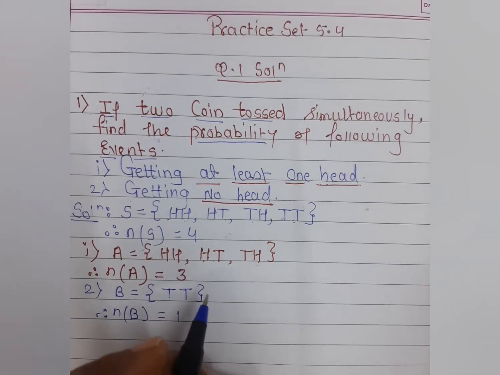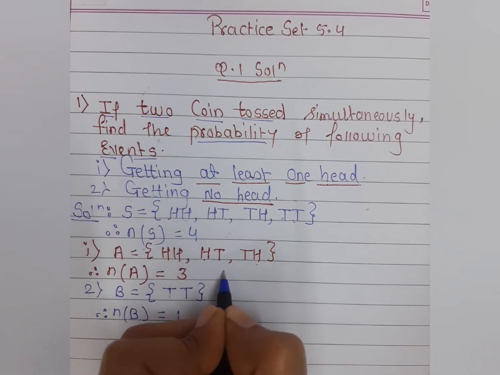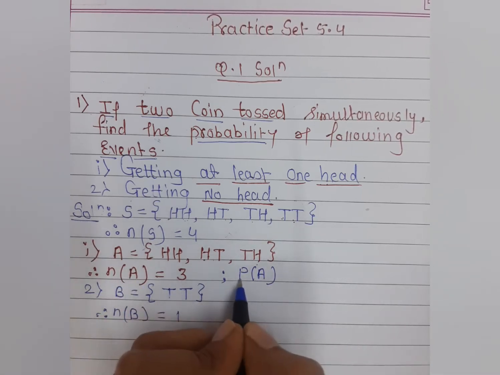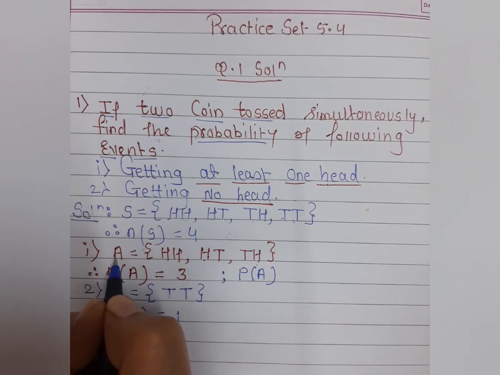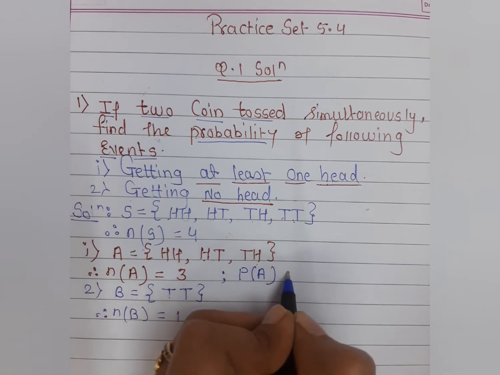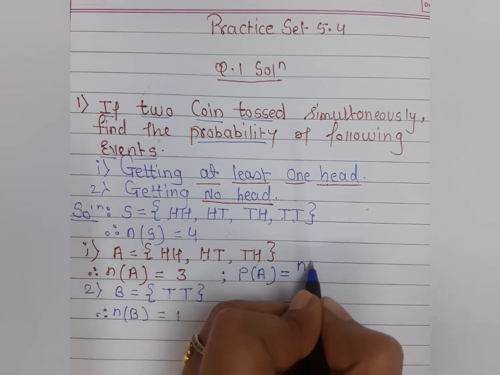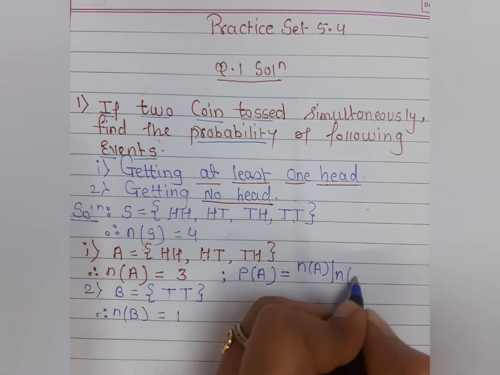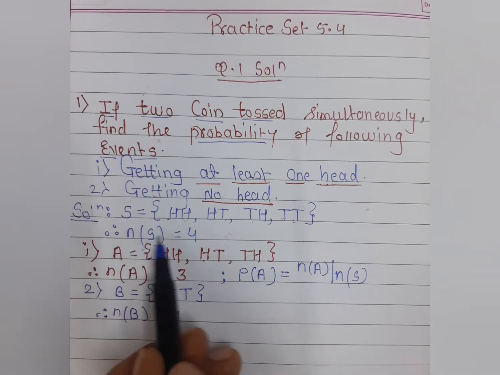So students, how to find out the probability? Here we have the formula of probability, that is P of A. P stands for probability, and here I consider the name of the event, that is A. P of A is equal to N of A upon N of S.